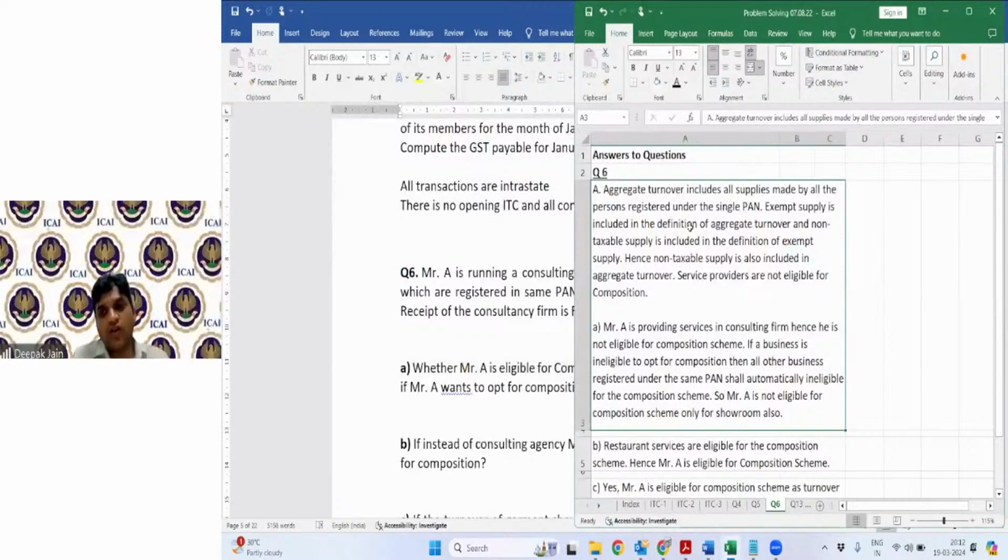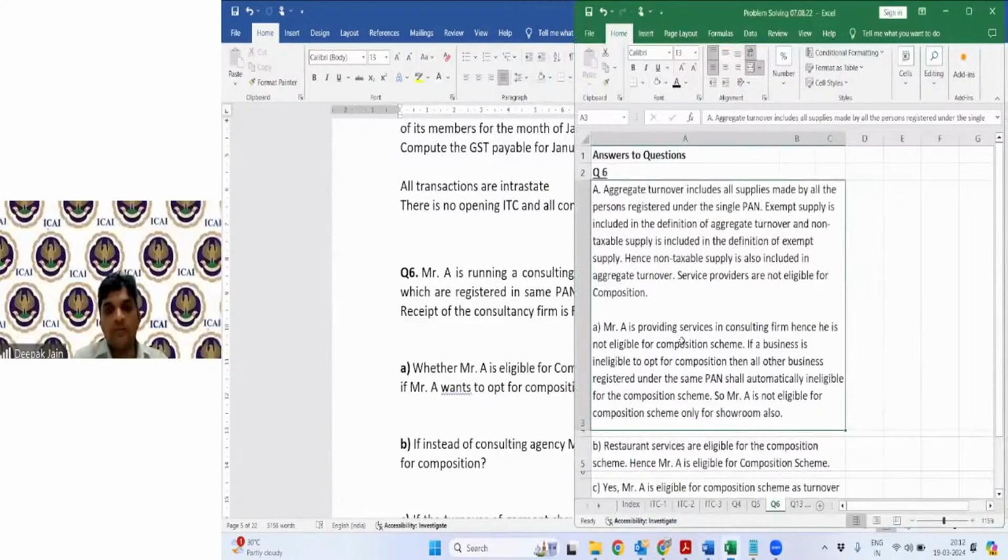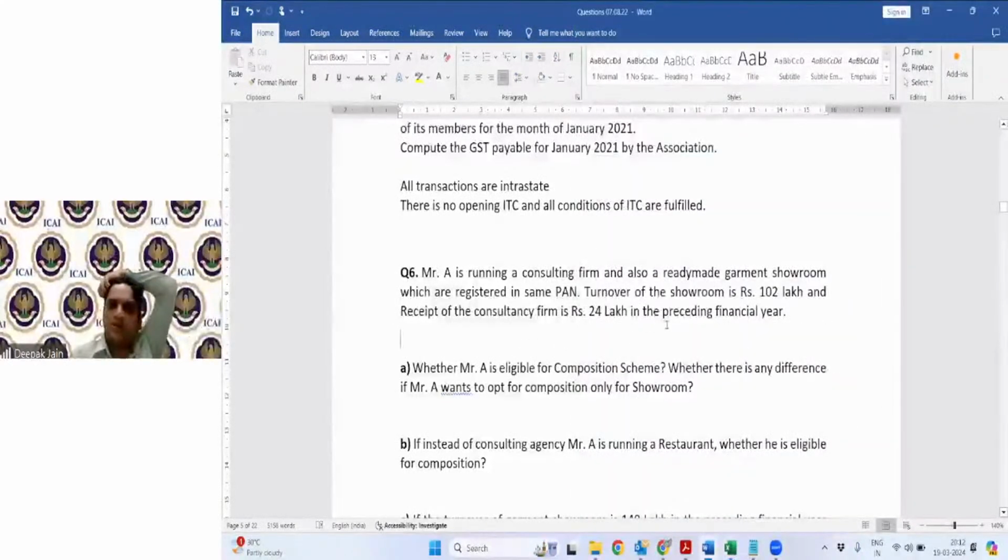Aggregate turnover includes all supplies made by the registered person. Exempt supply is included in the definition of aggregate turnover, as is non-taxable supply. Hence, non-taxable supply is also included in the turnover. Service providers, as such, with composite goods are not eligible. Mr. A is providing services in consultancy, hence he is not eligible because the limit is also being crossed, right?